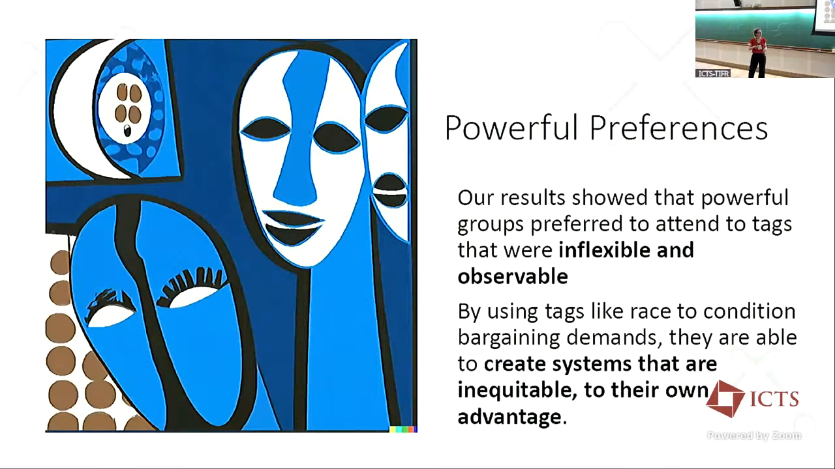So the results, and this is just repeating myself, is that they were attending to these inflexible and observable tags. So by using tags like race, you can create a system that's inequitable to your advantage if you're a powerful group. And the argument there isn't that race is the only thing that could have done it, but that it happened to be a particularly convenient sort of tag to do it with.